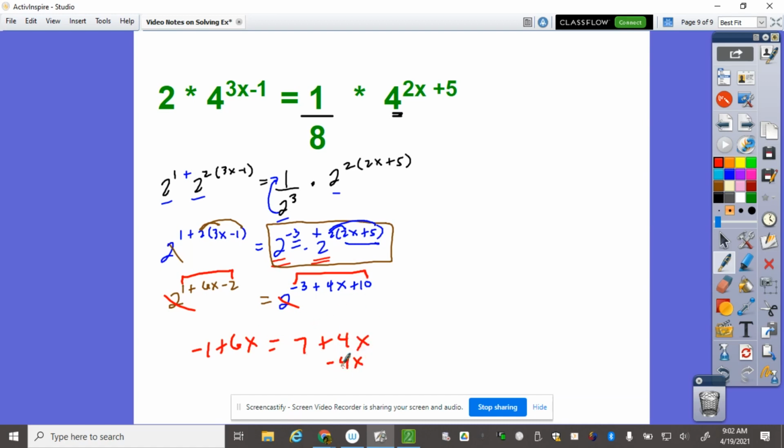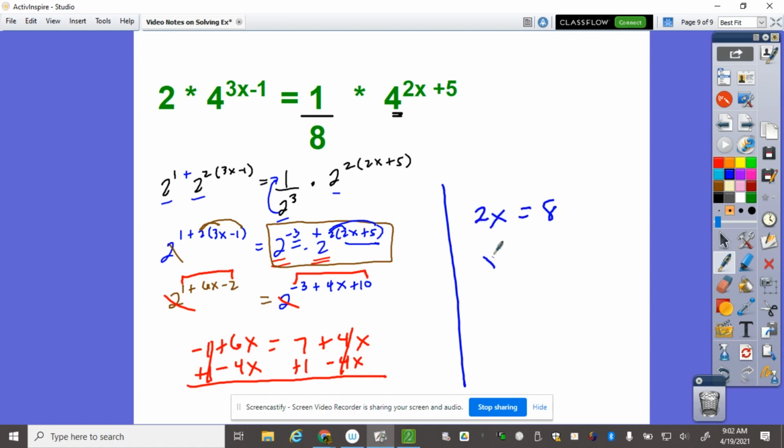I'm going to subtract 4x here, subtract 4x here, plus 1 here, plus 1 there, cancel this, cancel this. That will give us 6x minus 4x is 2x, 1 plus 7 is 8, so therefore x equals 4. Kaboom. And that's how you solve exponential equations. And as always, kaboom.